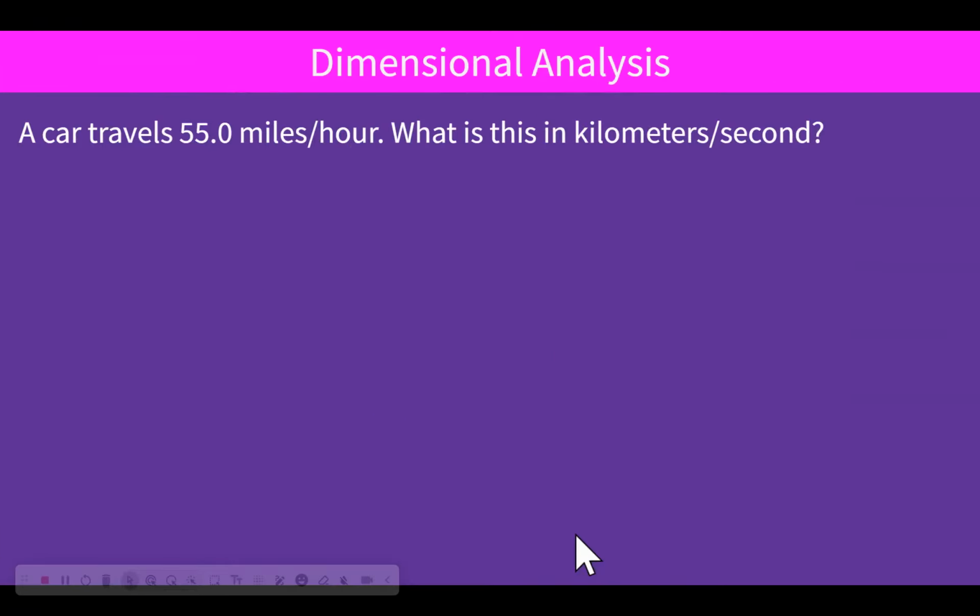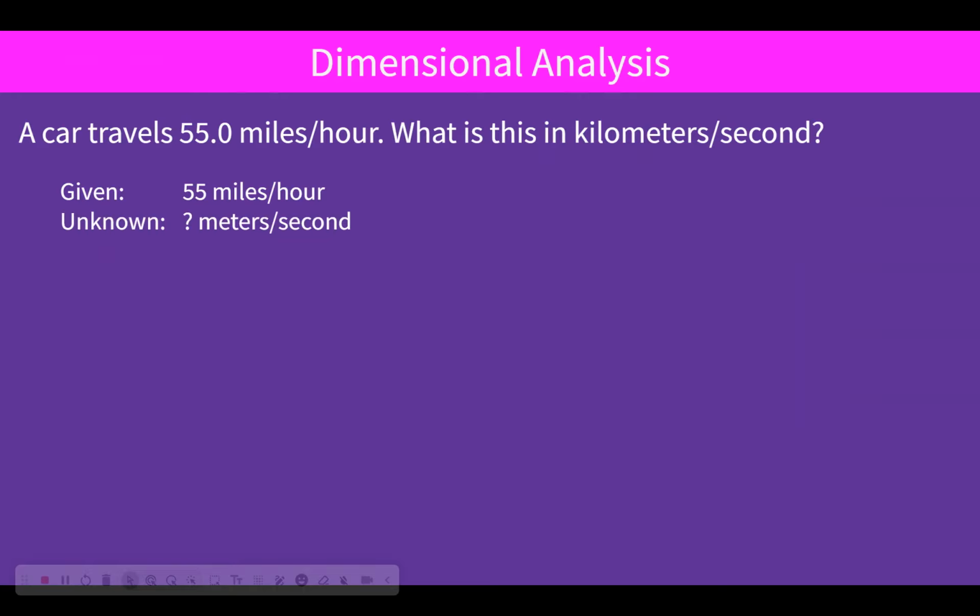All right, let's try a very complex one. Okay, you'll notice that this has not only multiple steps, but it also has more complex units. Okay, so a car travels at 55 miles per hour. What is this in meters per second? So let's see what we've got. We start out with 55 miles per hour. We're looking for meters per second.